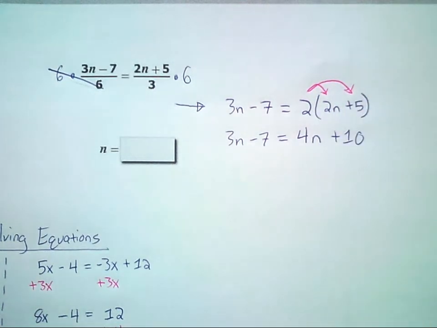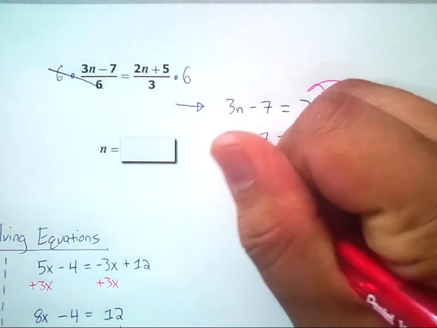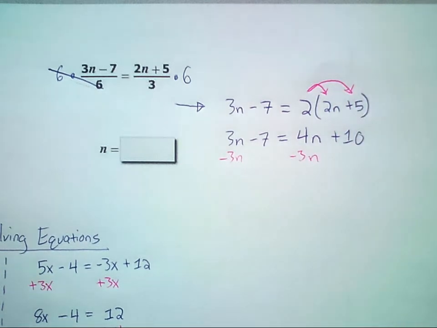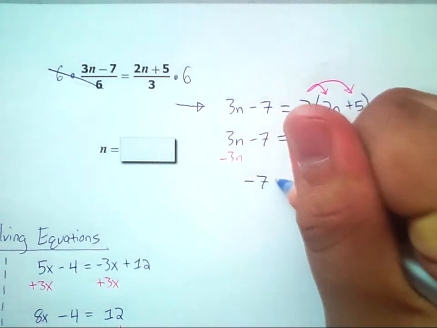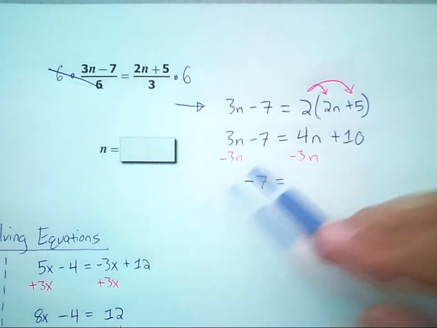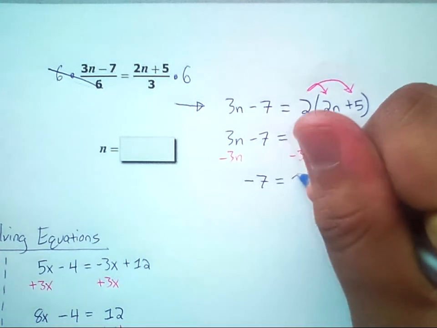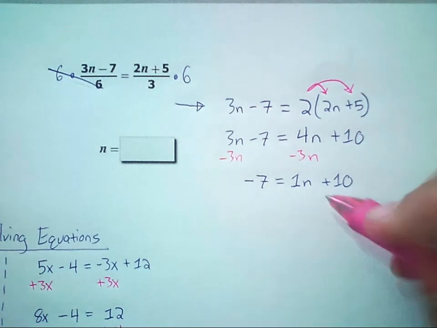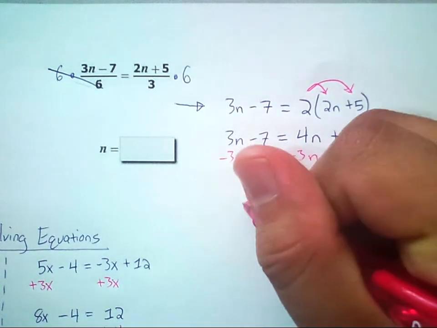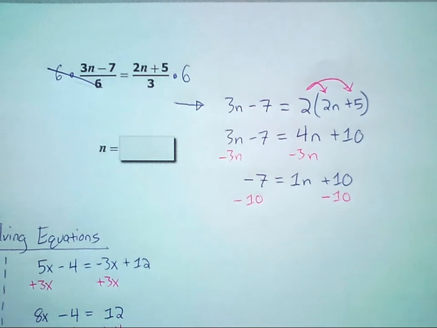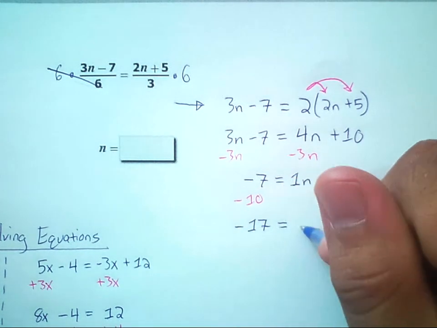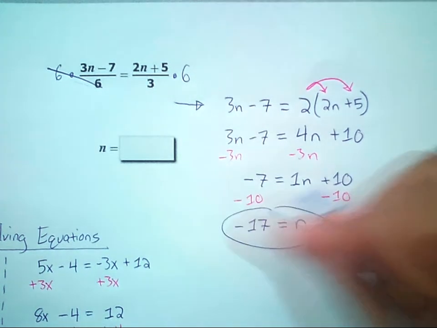Now, as you can see, I have variables on both sides, so we need to get rid of one of these. I'm going to get rid of 3n. I just think it'll be easier. It doesn't matter. I could have gotten rid of 4n. Doesn't make a difference. You'll get the same answer in the end, I promise. That cancels out, so we don't need to write anything. 4n minus 3n is just 1n plus 10. So now I'm going to subtract 10 from both sides. So minus 10, and we end up with negative 17 equals n.